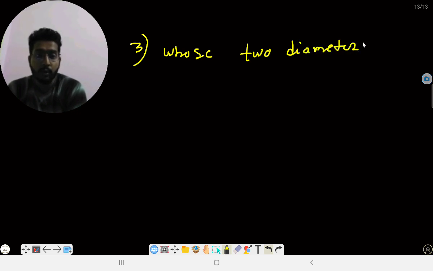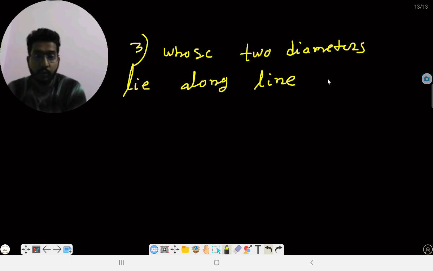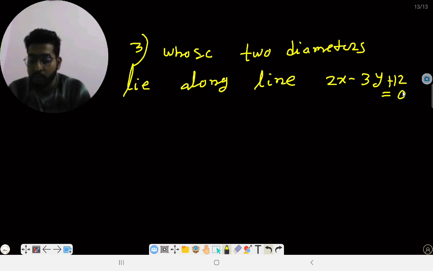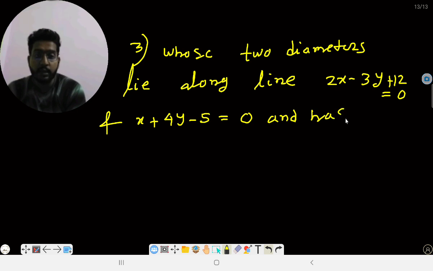Okay, now question number 3. What is question number 3? This is given again, same thing: find the equation of the circle whose two diameters lie along the lines 2x minus 3y plus 12 equals 0 and x plus 4y minus 5 equals 0, and has area 154 square unit.